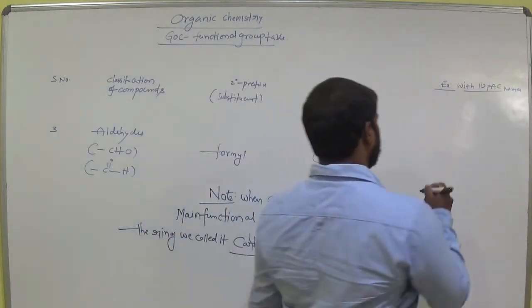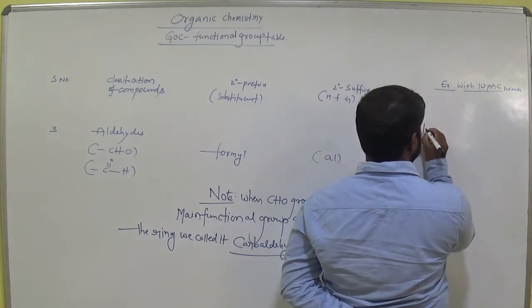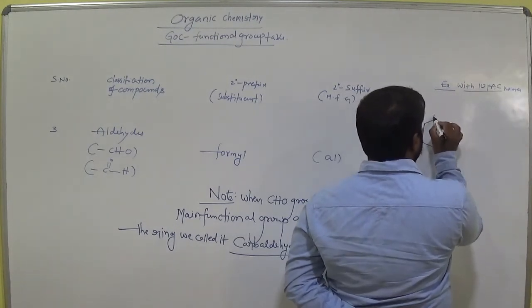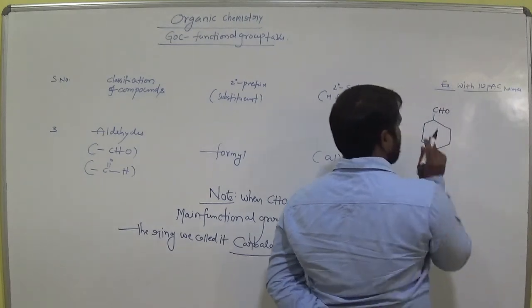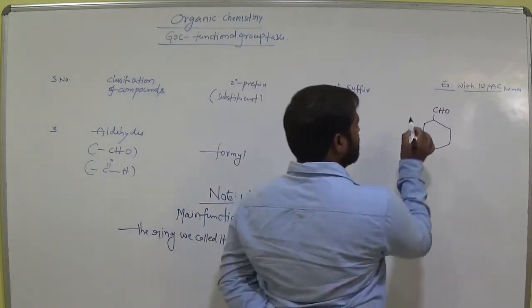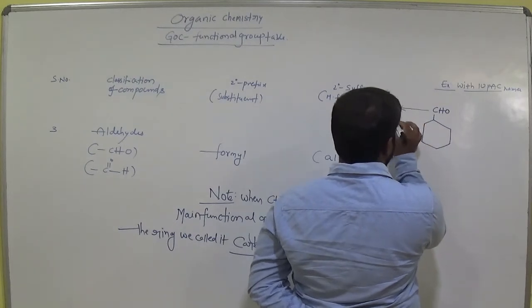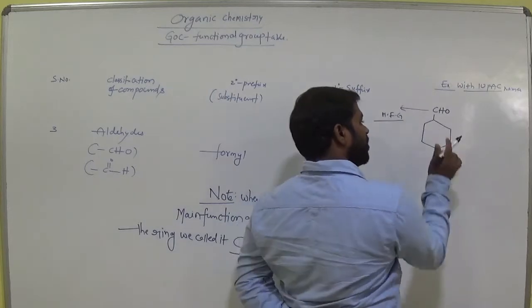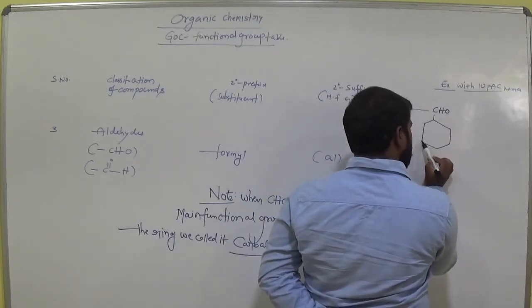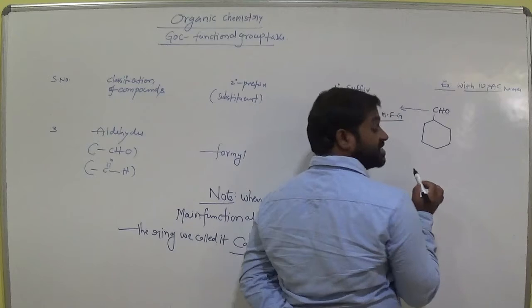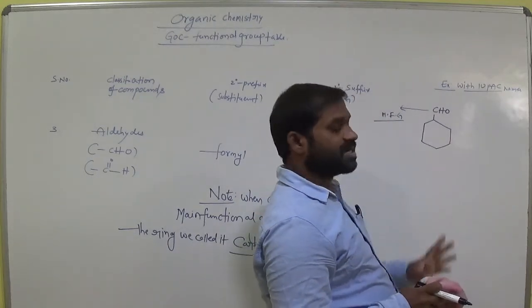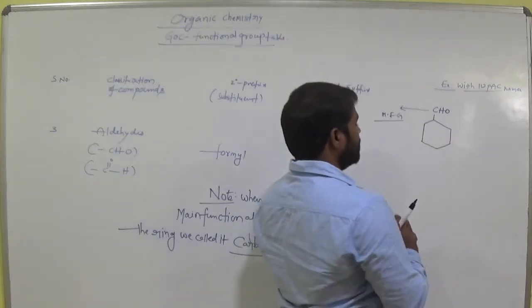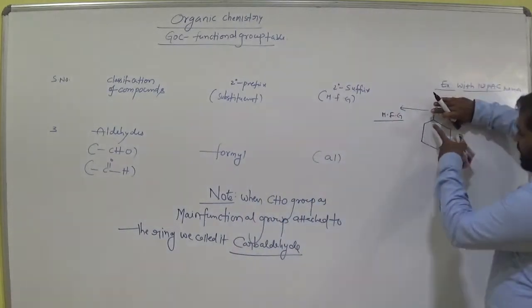Let's see the example. This is CHO. Here only CHO is the main functional group, am I right? This CHO is called the main functional group. This is the ring. How many carbons does it consist of? 1, 2, 3, 4, 5, 6 carbons. The ring consists of 6 carbons here. All are single bonds only. There is no double bond, triple bond, am I right? Now what about this one?